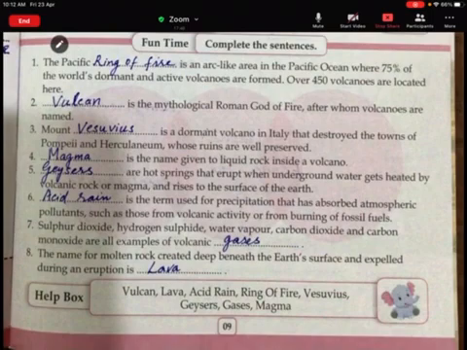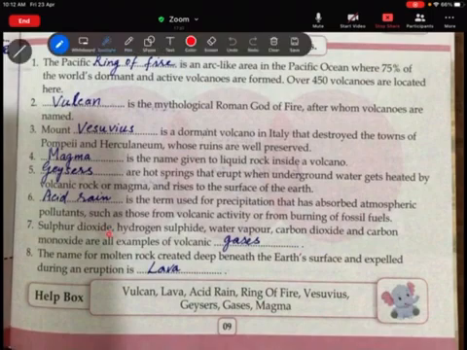Next, sulfur dioxide, hydrogen sulfide, water vapor, carbon dioxide, and carbon monoxide are all examples of volcanic gases. Many of these gases dissolve in water to form acid rain. The name for molten rock created deep beneath the Earth's surface and expelled during eruption is called lava. Lava will be flowing out. Inside it is called magma, outside it is called lava.